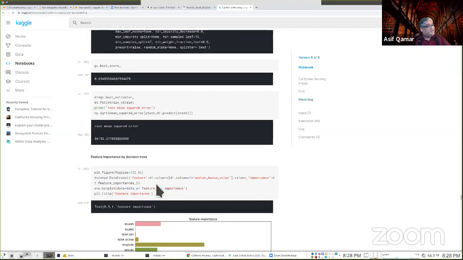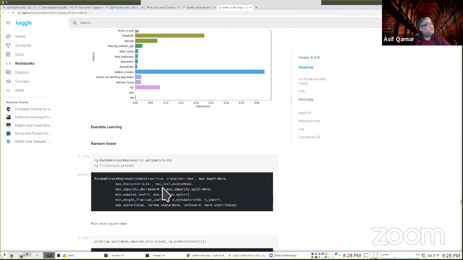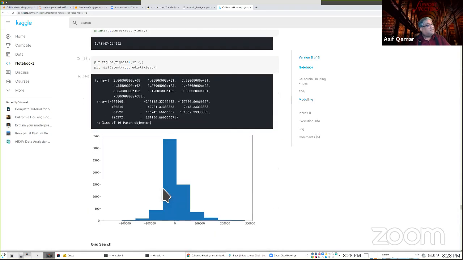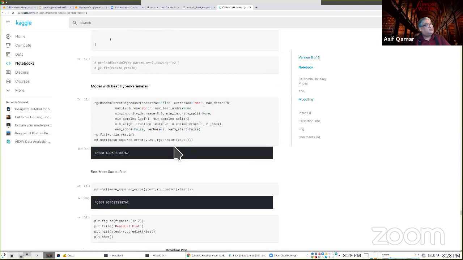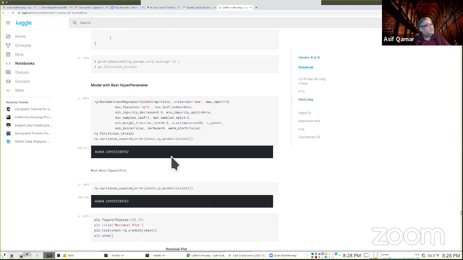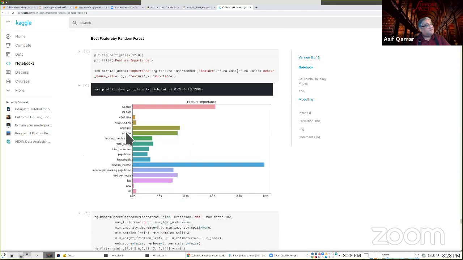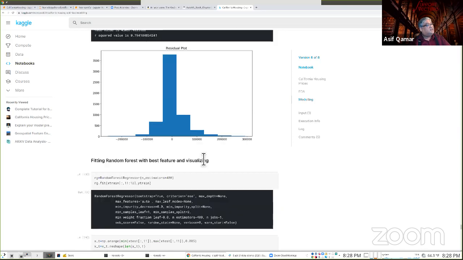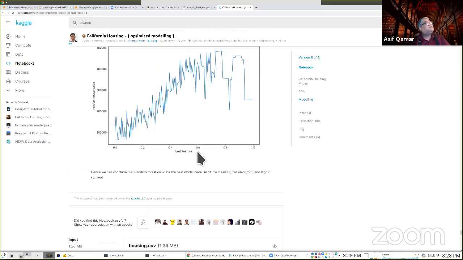With all of this, he's coming up with feature importances. Do we have feature importances? We have that. Random forest, etc. And then again for grid search. Yeah, so now he's using the right word, hyperparameters tuning. The best feature, random forest, and so on and so forth. He's doing that. And that's about it.